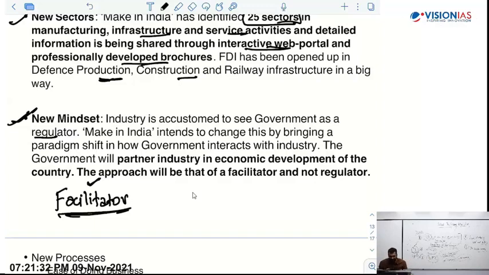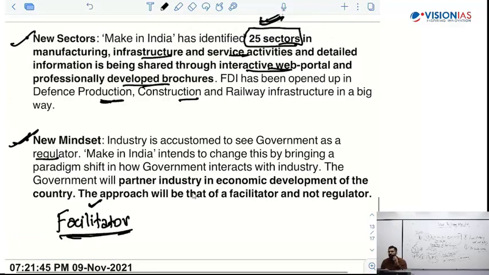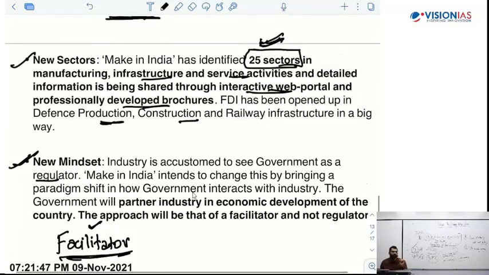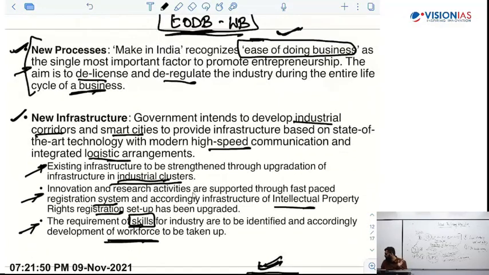So facilitator, this new mindset is important to remove the government intervention. That government is not going to disturb businesses. It is going to facilitate industry. So these things are important. 4 things, new processes. See, mostly Make in India was stuck with ease of doing business. Okay, we have to improve this.